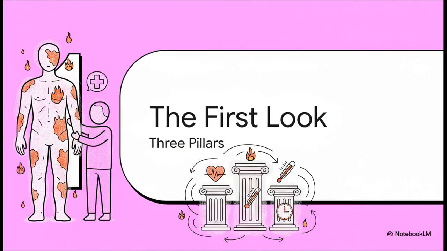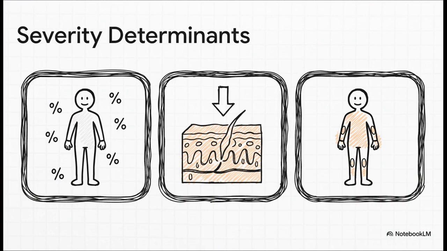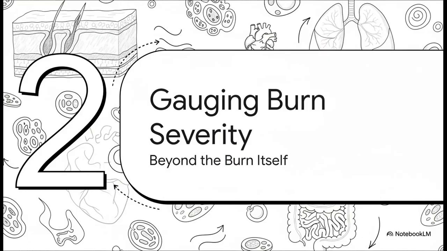First up, the initial assessment. So you've just walked into the room, you see a patient with a burn. Your entire evaluation is immediately going to be built on 3 foundational pillars. So to figure out just how bad this is, your brain needs to be asking 3 critical questions right away. How big is it? How deep does it go? And where on the body is it? Seriously, the answers to these 3 questions are going to shape everything that comes next, the patient's prognosis and our whole treatment plan.